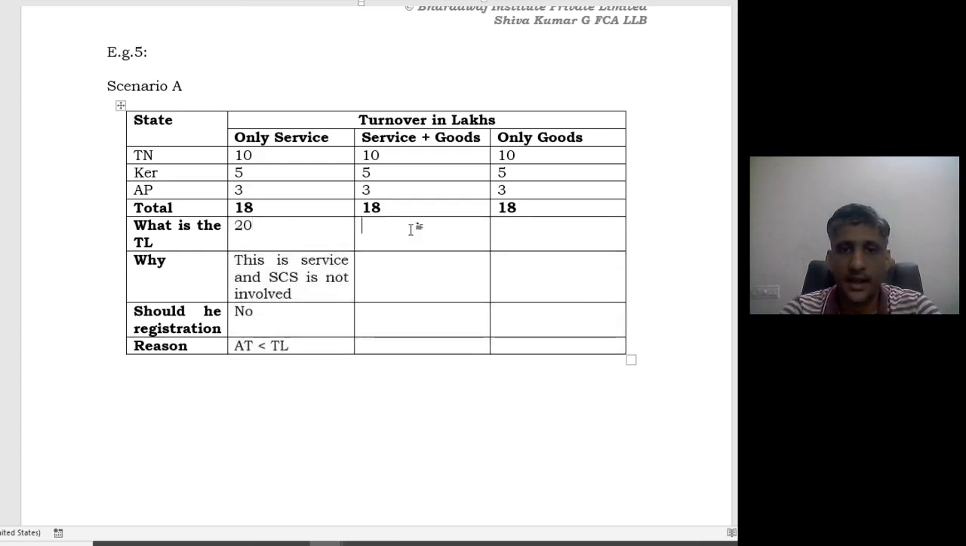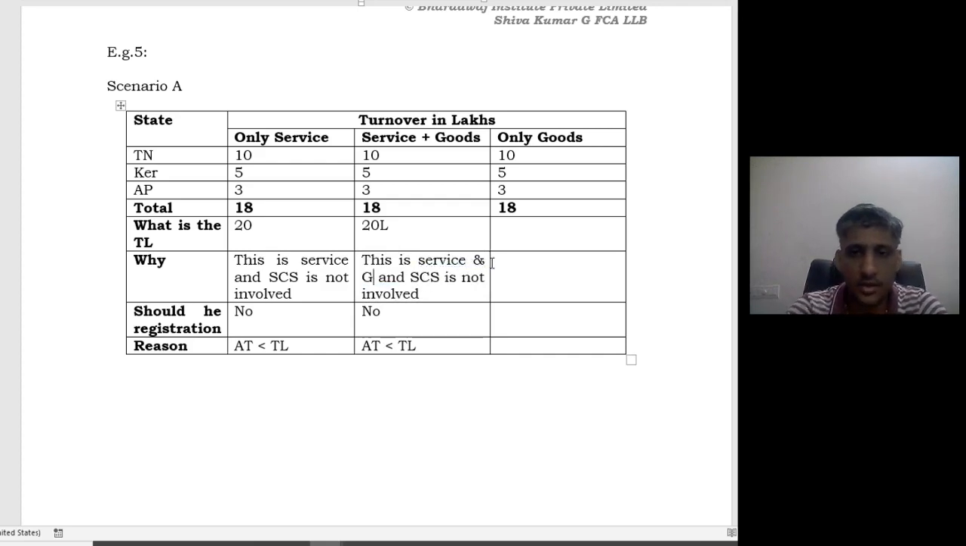Again here, turnover in lakhs, service plus goods. What is the threshold limit? Threshold limit is again 20 lakhs. Why? This is service and goods, and special category is not involved. Therefore, the turnover limit is 20 lakhs. Since aggregate turnover is less than the threshold limit, again he need not take registration.